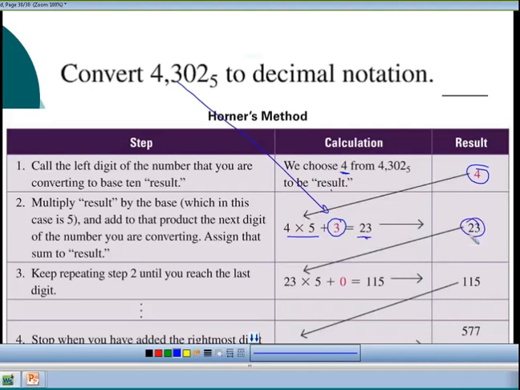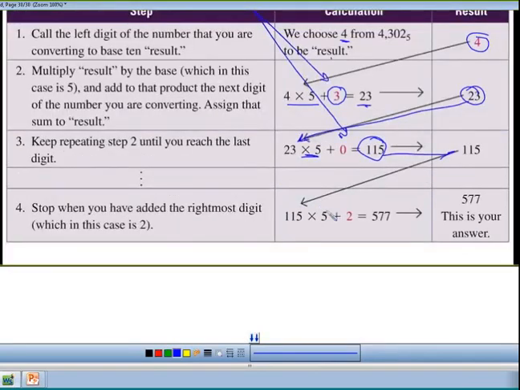You take that answer and multiply it by 5. Then you add the next number, 0. That gives you 115. Then you multiply that by 5, and add the 2, the last number up there, and that gives you the same 577. So it actually is a very quick way of converting.